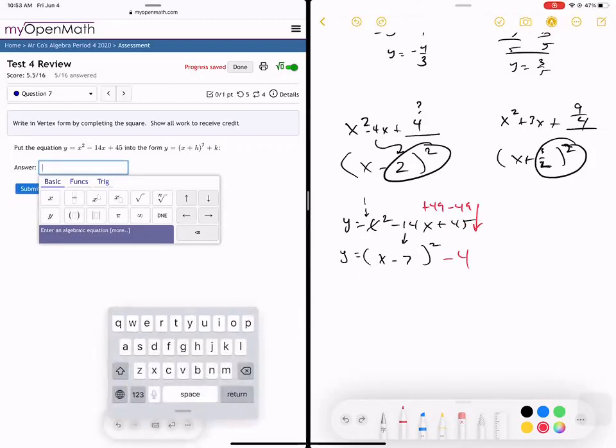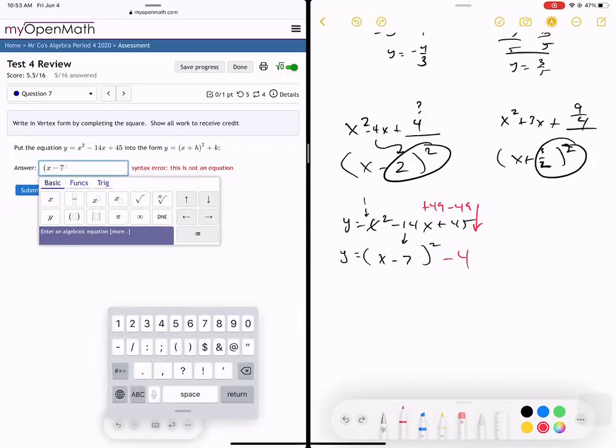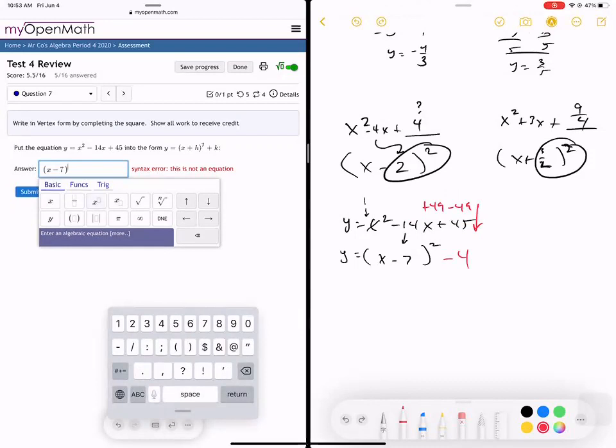So the answer is going to be parentheses x minus 7, close parentheses, squared to the exponent 2, arrow, minus 4. Oops, minus 4. Okay, and that gave me a syntax error, because if you look at the format that they want, you have to make sure you write in front, y is equal to. And that's a very common mistake. See, y is equal to, and then the syntax error message goes away.